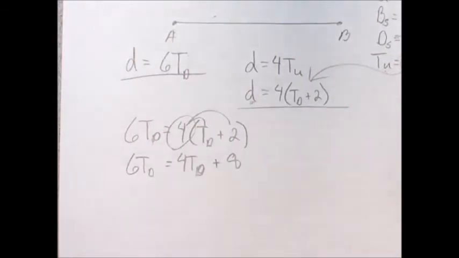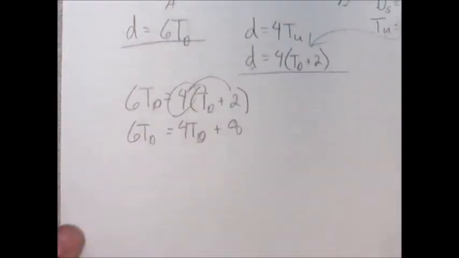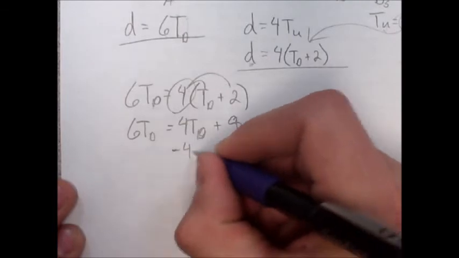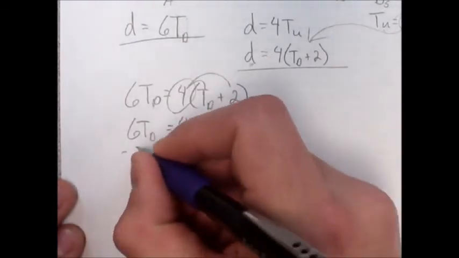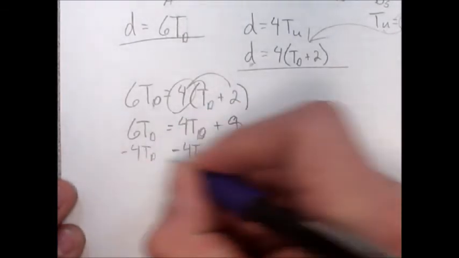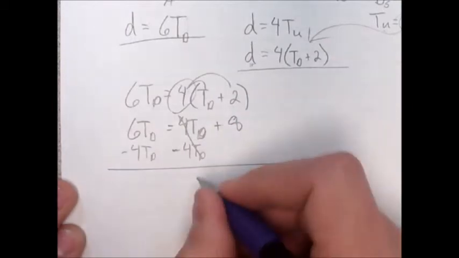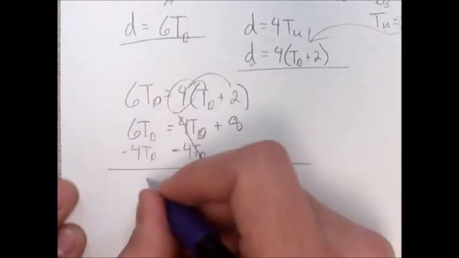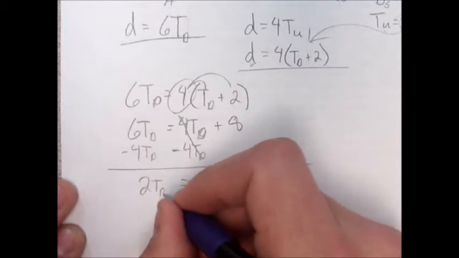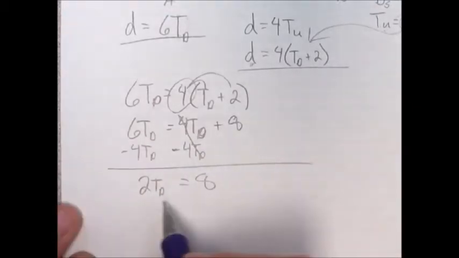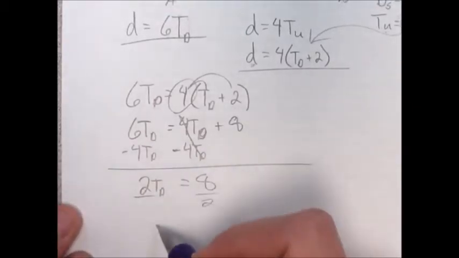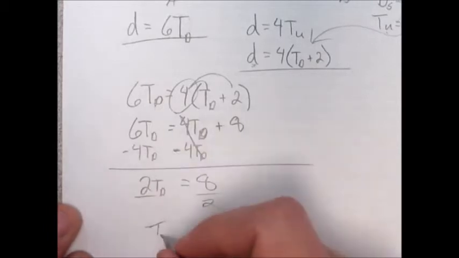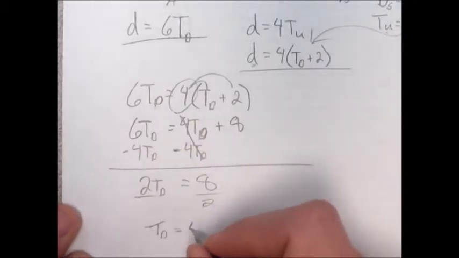Next, what do I need to do? I need to subtract my 4 t sub d from both sides. And I'm left with 8 on the right, and I'm left with 2 t sub d on the left. How am I going to get t sub d by itself? Divide by 2. So t sub d, or the time downstream, is 4 what?